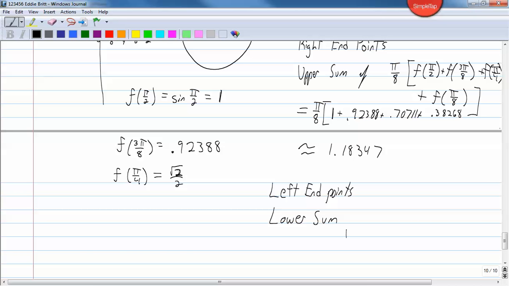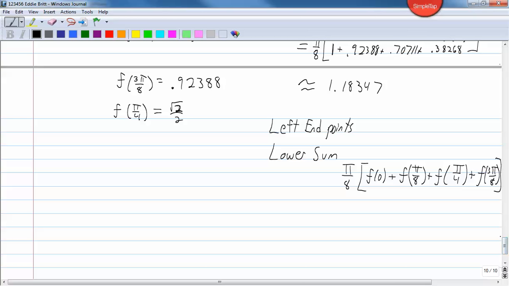Alright, so the width is the same, it's pi over 8. And it's going to be times f of 0 plus f of pi over 8 plus f of pi over 4 plus f of 3 pi over 8. And I better stop there because that will give me 4 rectangles. The height of 4 different rectangles.